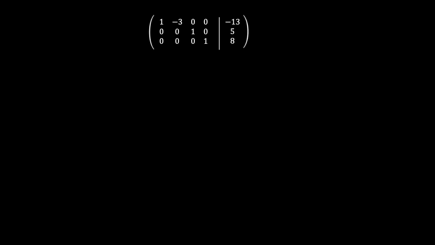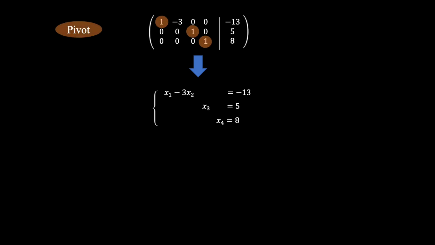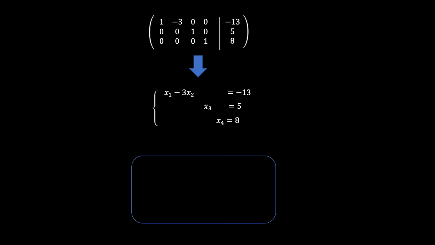We obtained a fixed solution for x3 and x4. However, x1 and x2 remain unknown. Looking back at the reduced row echelon form of the coefficient matrix, we can find 3 pivots corresponding to x1, x3, and x4, which are called basic variables. x2, however, is not associated with any pivot, so it's called a free variable.